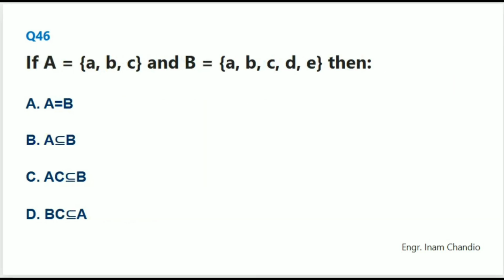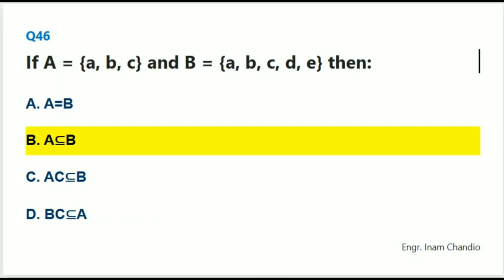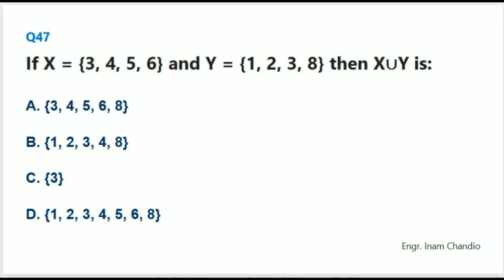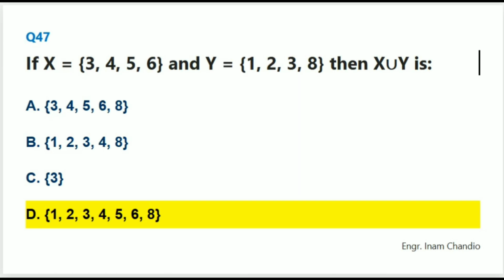If A equals A, B, C and B equals A, B, C, D, E then. The correct answer is B. A subset symbol B. If X equals 3, 4, 5, 6 and Y equals 1, 2, 3, 8 then X union set symbol Y is. The correct answer is D. 1, 2, 3, 4, 5, 6, 8.